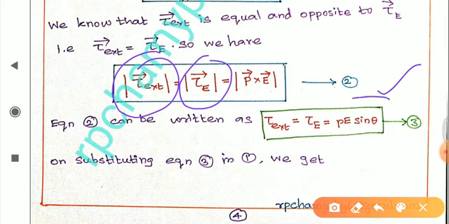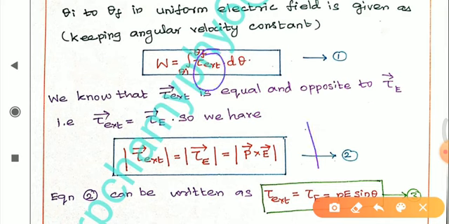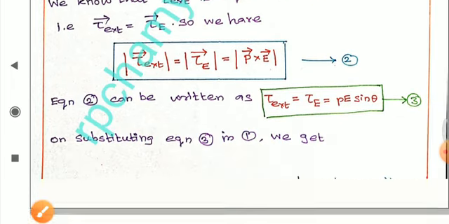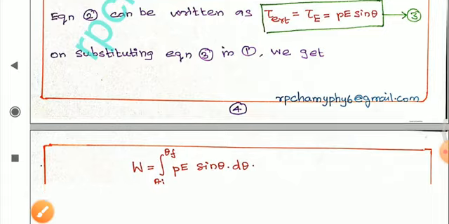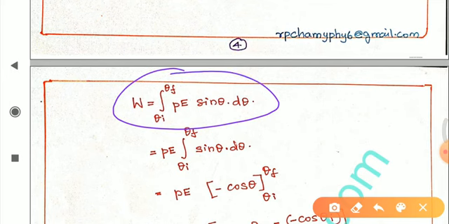Now we are substituting the value of tau in equation number 2. What is in equation number 1? So what is tau? Tau is equal to PE sin theta. Okay, so in this PE sin theta we are going to integrate. So W is equal to the integral from theta I to theta f of PE sin theta d theta.